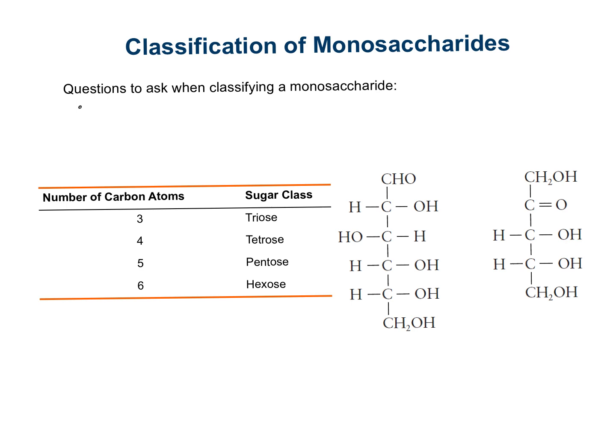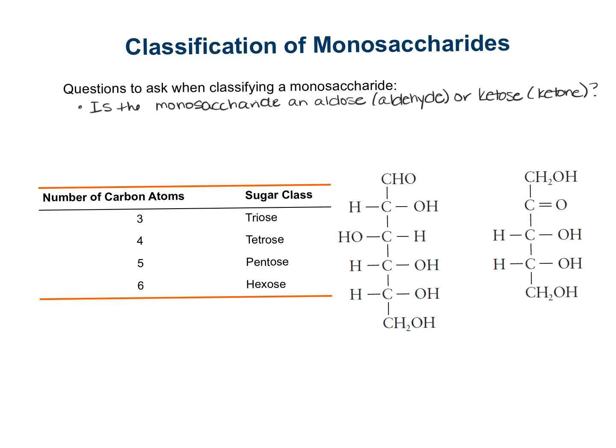One is the monosaccharide an aldose, which means it contains an aldehyde functional group, or a ketose, which means it contains a ketone functional group. And then we need to ask ourselves how many carbons are present.